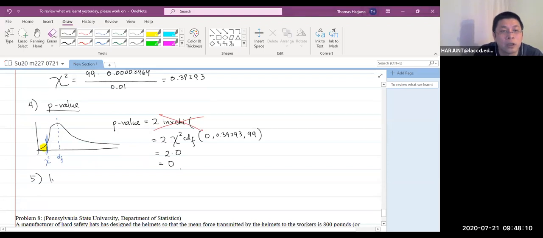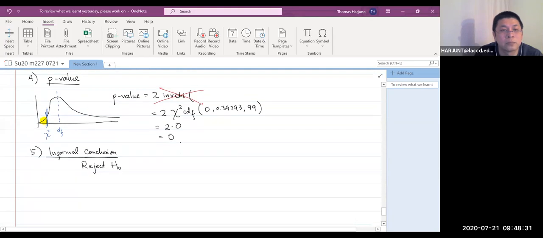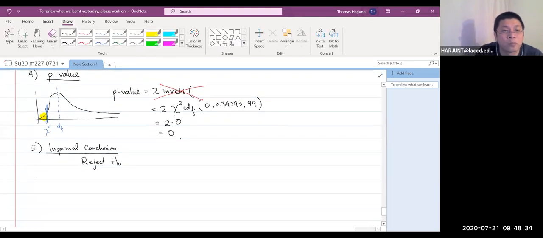So, informal conclusion: reject null hypothesis. Yeah, I think I need to talk a bit more about this though. And then conclusion. At 5% significance level, there's sufficient evidence. Actually, there's sufficient evidence to reject her, because the claim is with the null hypothesis.